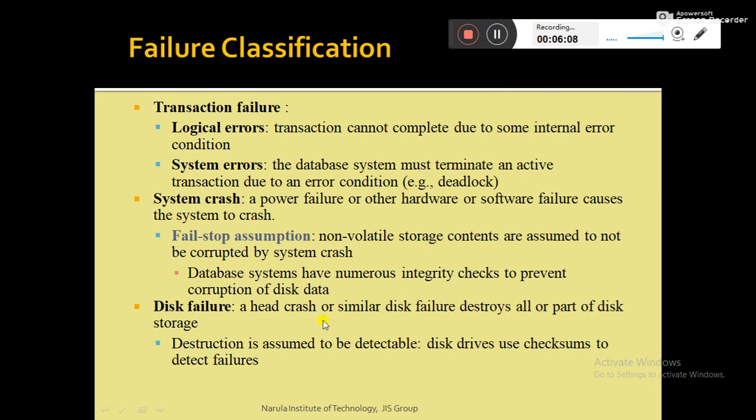And if a disk failure occurs, we can easily check whether a disk failure has occurred or not with the help of a checksum. Checksum is a concept by which we can detect whether a disk failure has occurred or not.